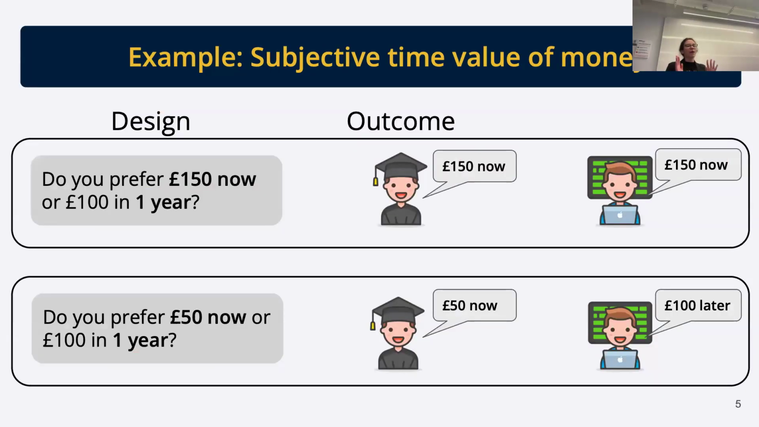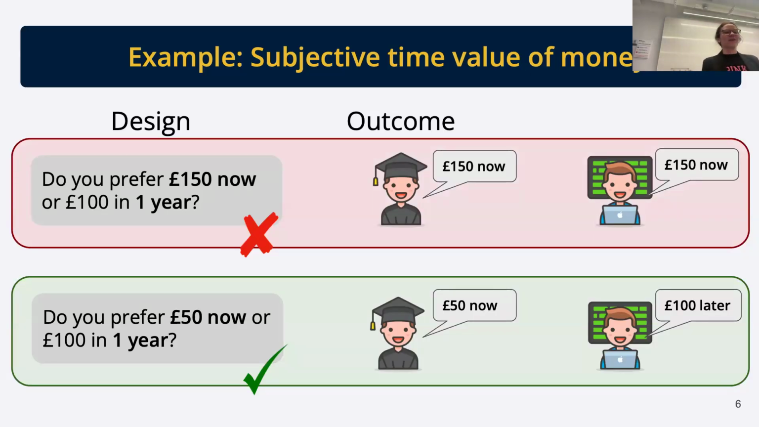And to have a very simple example as we go throughout this talk, I'll work with this subjective time value of money experiment. Imagine you're a psychologist or behavioral economist, and you're trying to uncover people's underlying subjective time value of money preferences. The way that we normally do this is by asking participants a series of questions of the form: do you prefer some money now or some money later? And here I have 2 examples. The first one, do you prefer 150 pounds now or 100 pounds in 1 year? And the second one, do you prefer 50 pounds now or 100 pounds in 1 year?